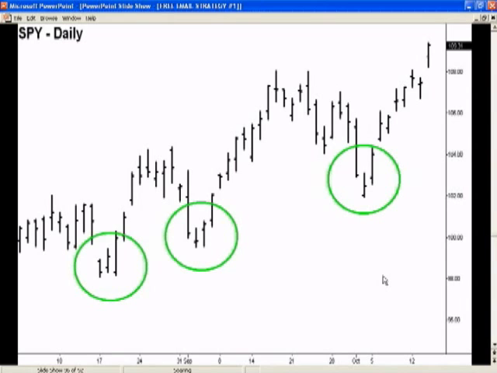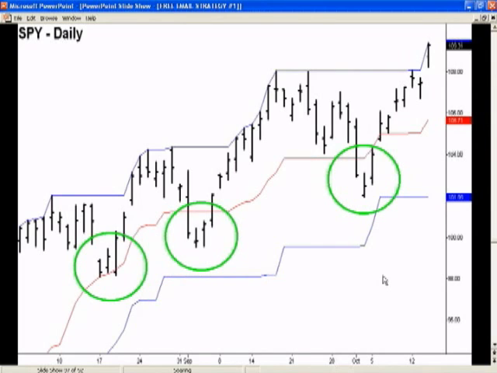What we wanted to do was take advantage of purchasing the spiders in these really nice high probability areas to go long. So how could we have done that? Well, first thing we do is we add our structure. That's the 21 period Donchian channel. And as you can see, they're all headed in the same stair-step upward direction.